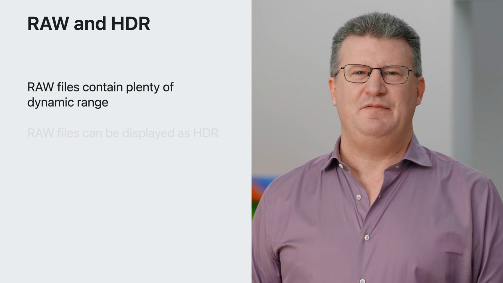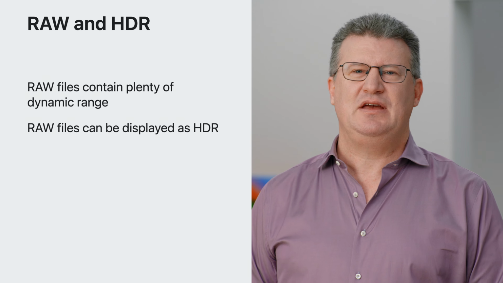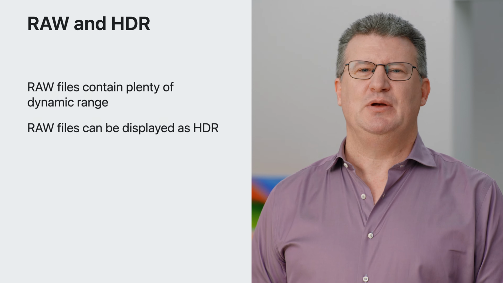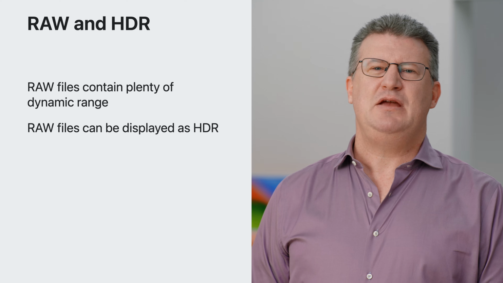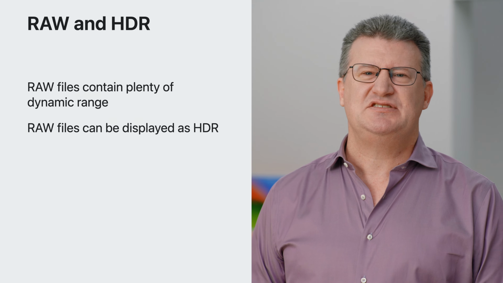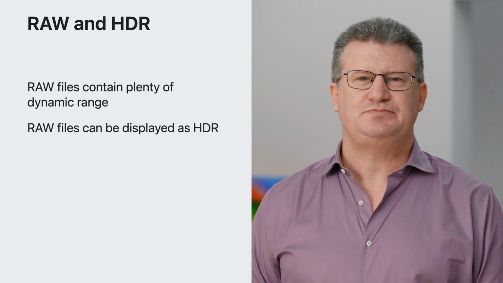ProRAW images from iPhones and RAW images from cameras are a flexible image format that gives significant creative control to a photographer. This includes the ability to render parts of a scene into HDR headroom. Many RAW formats contain plenty of dynamic range and simply need to be processed into an unconstrained form. Let me describe how this works.